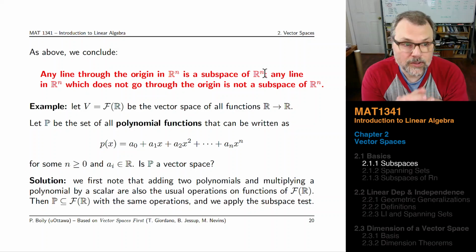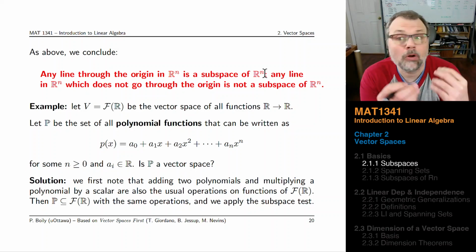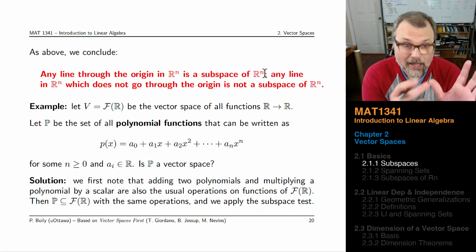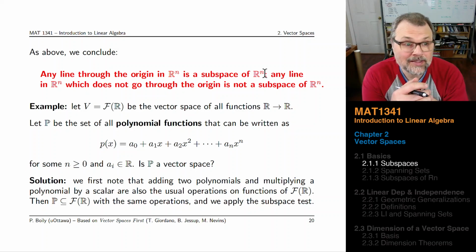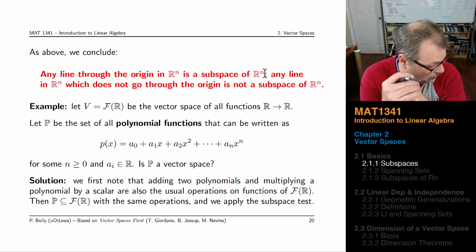P is going to be a subset of all of these functions. We're not going to look at functions like sine of x. We're going to look only at polynomials. A polynomial is something that can be written as a0 plus a1x plus a2x squared and so on, all the way up to anx to the power n. The ai's are going to be some real numbers, and n has got to be some integer greater than or equal to 0. So anything that looks like this is a polynomial.